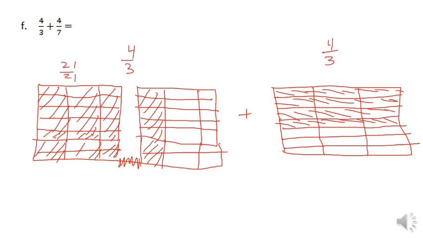that's going to be 21 21s. And over here I've got 1, 2, 3, 4, 5, 6, 7. That is 7 21s. When I add those two together, I get 28 21sts.